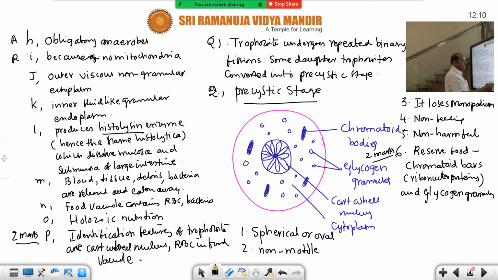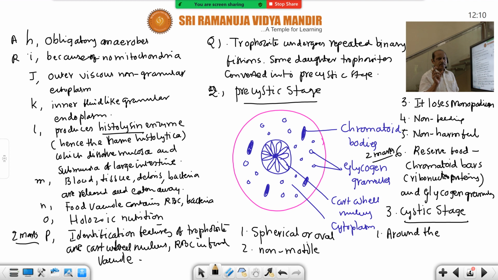Then afterwards, what is the next stage? The third stage in the life cycle is the cystic stage. The chitinous cyst is formed around the pre-cystic stage, which is why it is called the cystic stage. So the first point: around the pre-cystic stage, the cyst is formed. Of course, it is not given in the book, but the cyst is made up of chitin, the material with which the cyst is made.